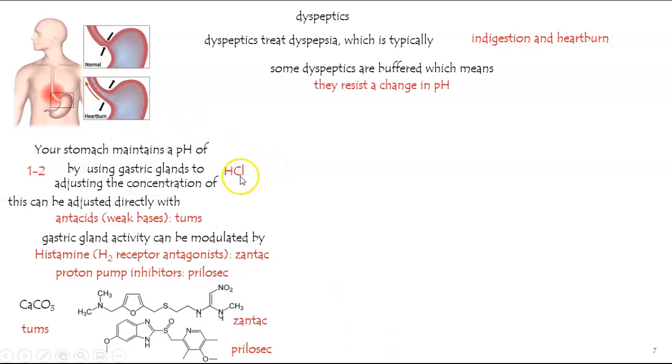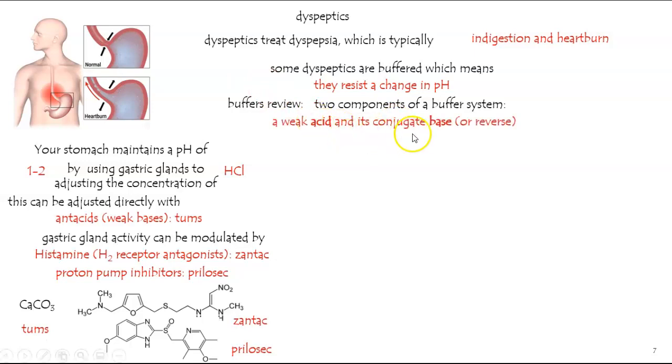Now, some of these dyspeptics can be buffered, which means they'll resist a change in pH. Your stomach having a strong acid is not part of a buffer system, but let's use this as an excuse, if you will, as an entry into the field of buffers. There's 2 components in a buffer system, either a weak acid and its conjugate base, or the reverse, a weak base and its conjugate acid. Weak means it doesn't dissociate much.